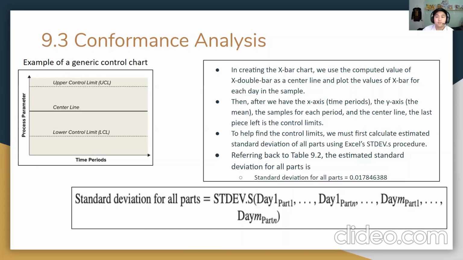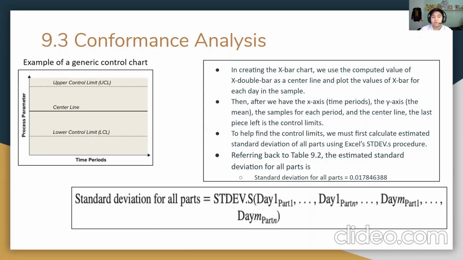On the left side of the slide, I included the example of a generic control chart. And as you can see, on the x-axis, you see the time periods, and on the y, you see the process parameter. And then you can also see the upper control limit on the top side of the chart, the center line, and the lower control limit on the lower side of the chart.